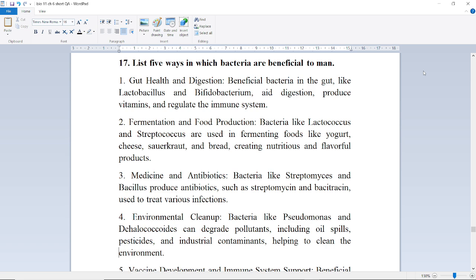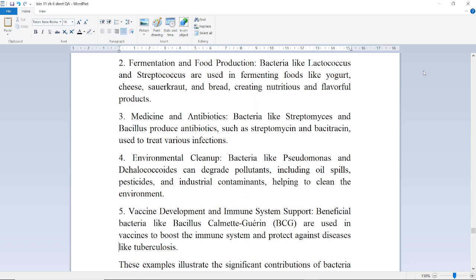Fermentation and food production. Bacteria like Lactococcus and Streptococcus are used in fermenting foods like yogurt, cheese, sauerkraut, and bread, creating nutritious and flavorful products. Medicine and antibiotics. Bacteria like Streptomyces and Bacillus produce antibiotics such as streptomycin and bacitracin used to treat various infections. Environmental cleanup.